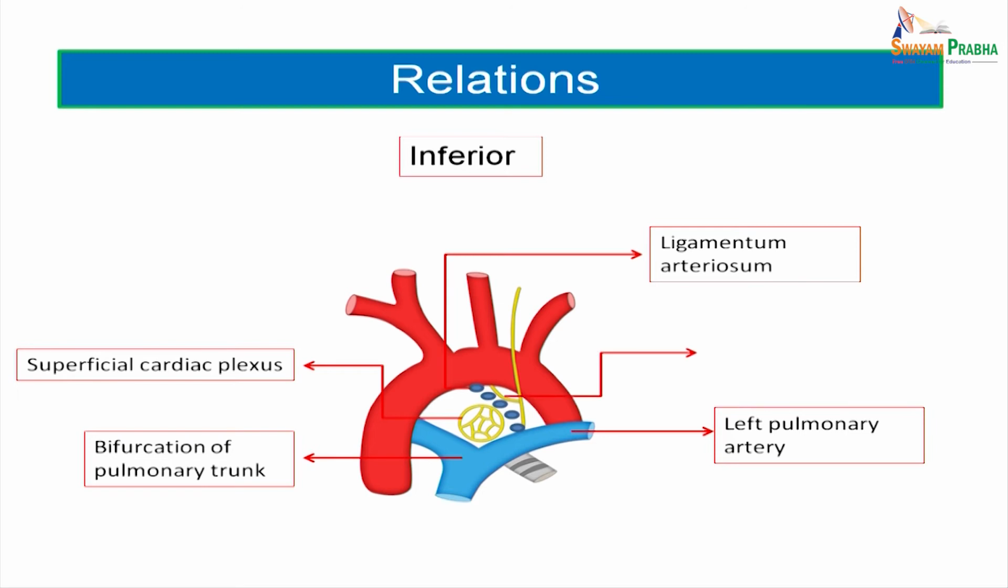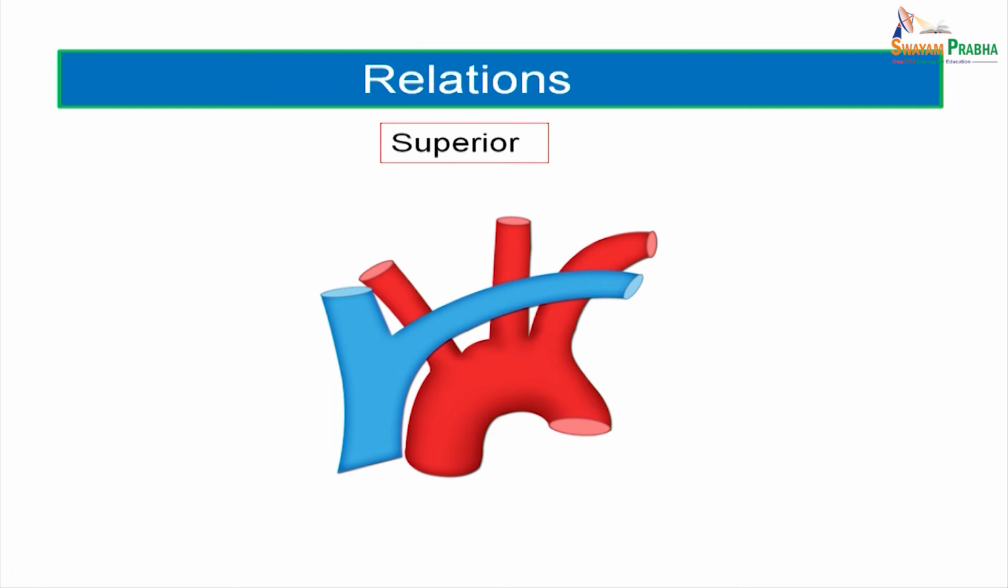And the last relation present on the inferior aspect is the left recurrent laryngeal nerve, which is on the left side of the ligamentum arteriosum. To summarize the relations on the inferior aspect, you have the superficial cardiac plexus and the left recurrent laryngeal nerve, and in between you find the ligamentum arteriosum, the bifurcation of the pulmonary trunk and the left pulmonary artery. So, moving on to the superior relations.